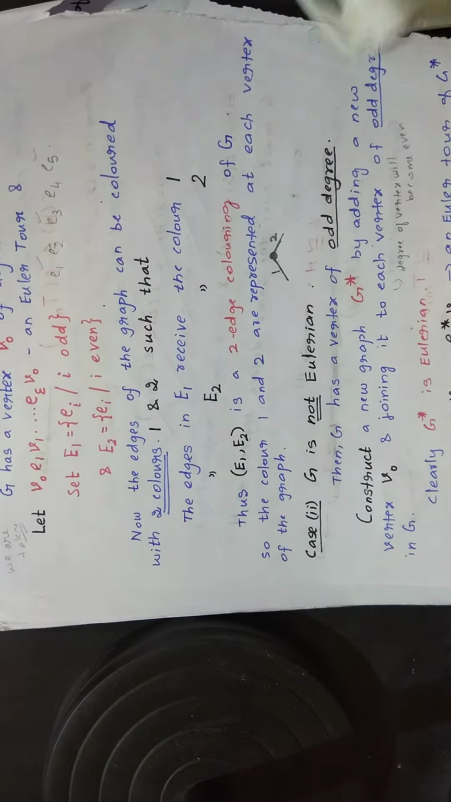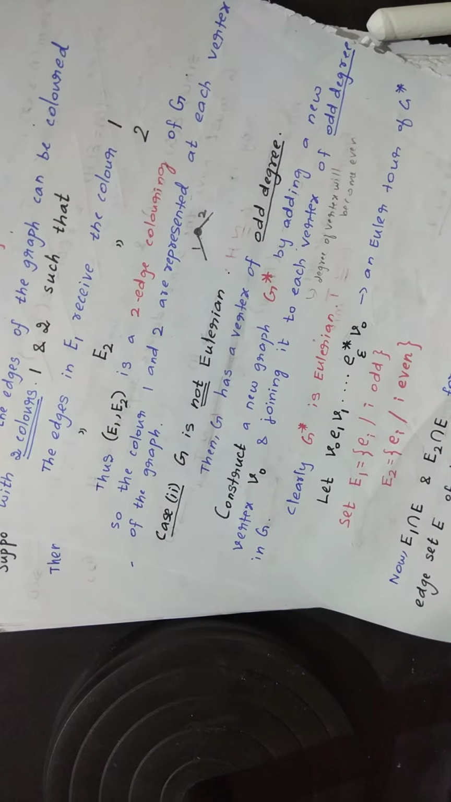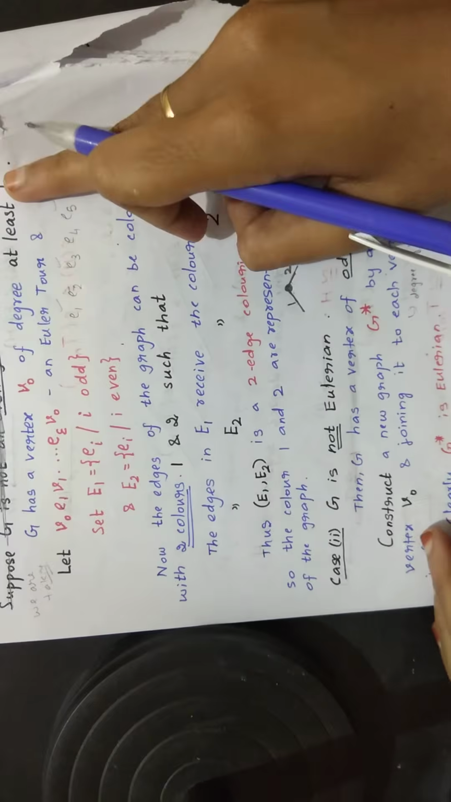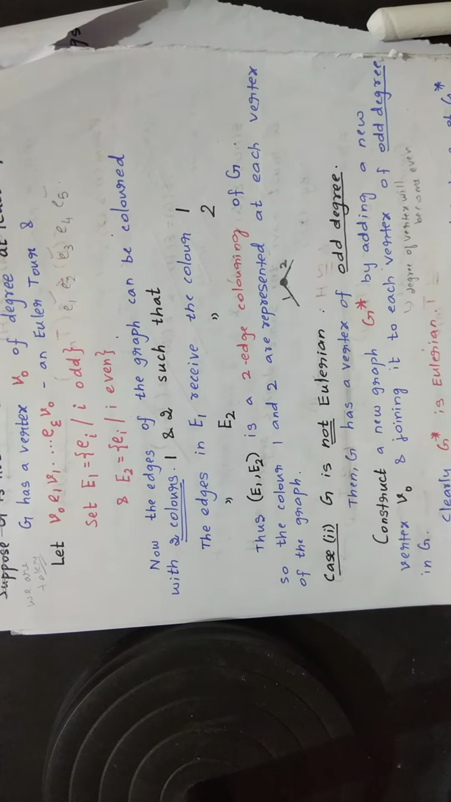If you are not able to do a proper two edge coloring, then what will you do? If you are not able to do edge coloring, the graph will have a vertex V0, and that V0 will have degree at least 4. What you will do is divide it into two sets, and after dividing it into two sets, you will do coloring. You will color one set with the color 1 and another set with the color 2, so that now you can do two edge coloring. That is how you finish case 1.